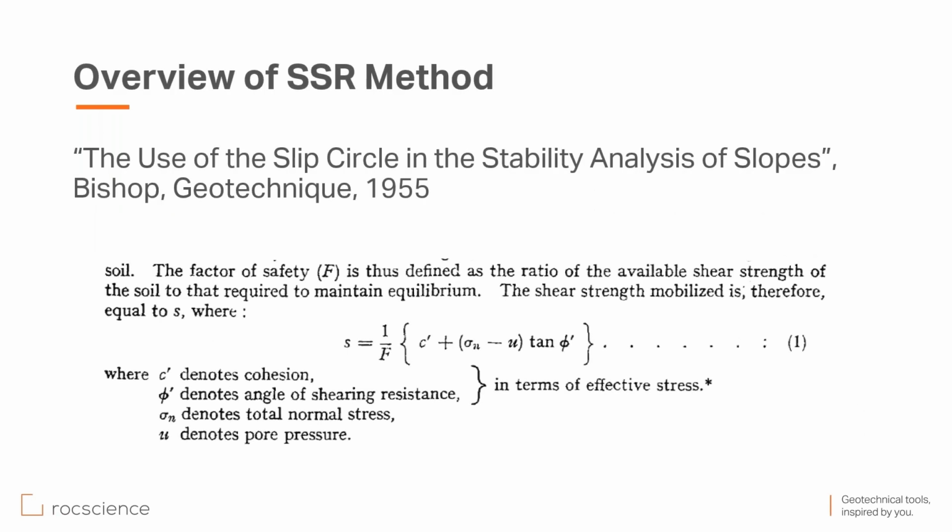The method, we didn't actually develop it here at Rocscience. The method is well documented in literature. For example, here from an article presented by Bishop, I'm just going to read this phrase here. The factor of safety is thus defined as the ratio of the available shear strength of the soil to that required to maintain equilibrium. The shear strength mobilized is therefore equal to S, where this shear strength is the original shear strength divided by a factor. So this is that strength reduction factor that we are talking about here.